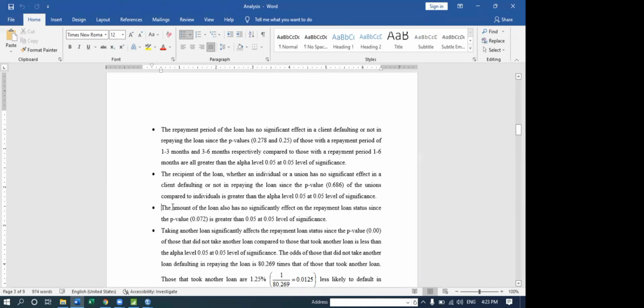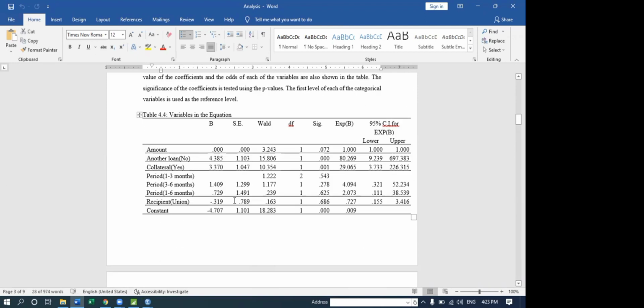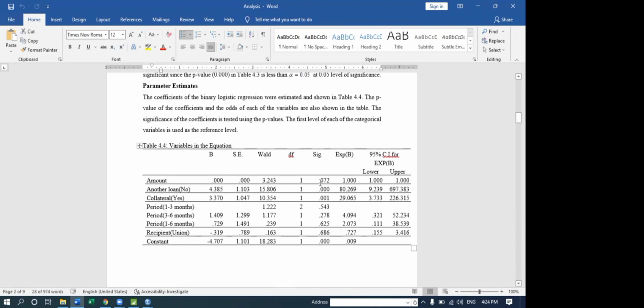But that doesn't mean that's the case always. In some companies, you may discover that people that are taking a smaller amount of loans may not default, while people that are taking a higher amount may default. That one is still possible. But based on this analysis, it's telling us that whether they take a small amount or a larger amount, they will still behave alike. So that's what the work is saying. And how do we know they will behave alike? It's because the p-value is greater than your level of significance.